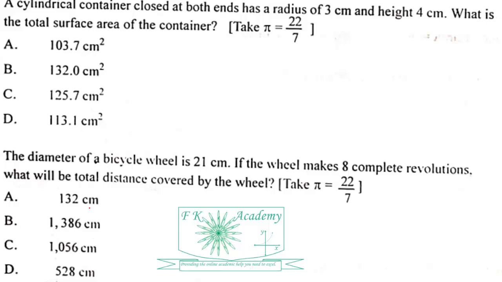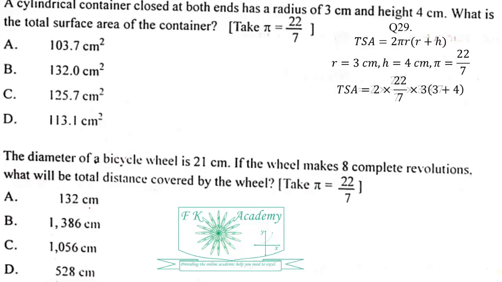A cylindrical container closed at both ends has a radius of 3 centimeters and height 4 centimeters. What is the total surface area of the container? Take pi equal to 22 over 7. So for a cylinder closed at both ends, 2 pi r times (r plus h). We fix in the values and simplify to obtain 132.0 centimeters squared.